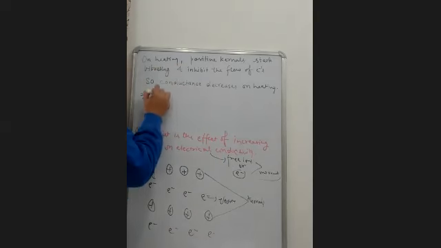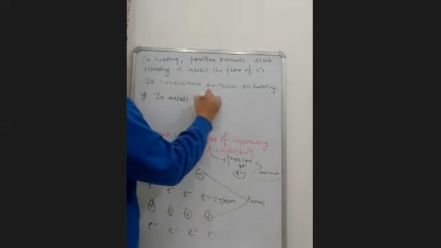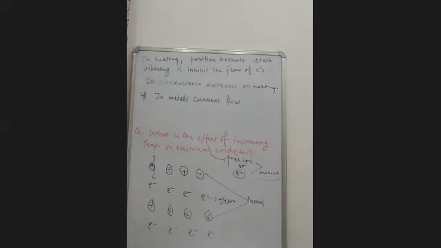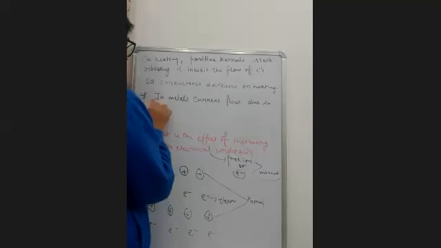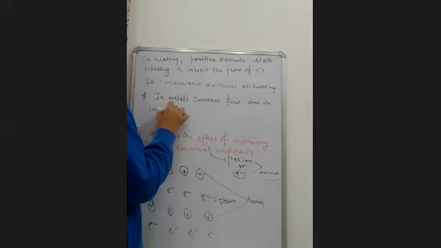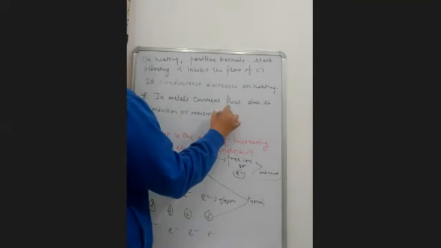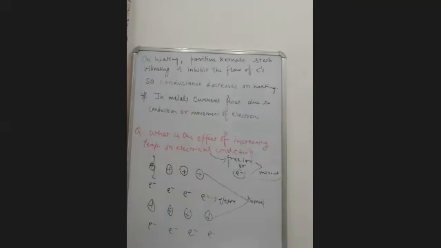That in metals, current flow is due to conduction, or we can say that movement of electrons. Right. So this is about the electrical conductivity of metals.